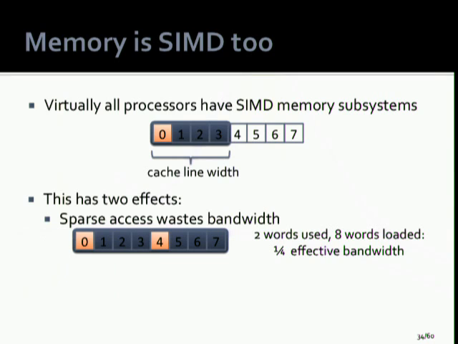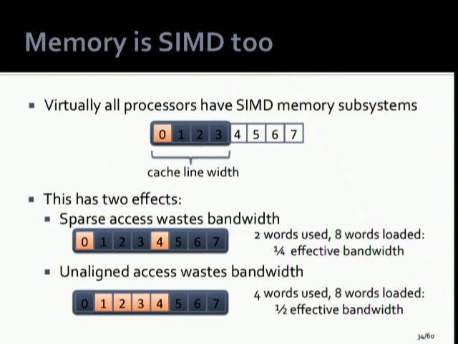If we have sparse accesses, we're going to waste bandwidth. Let's say we are only interested in loading word 0 and word 4, and we're never going to touch these other words in the rest of our program. Well, that means we end up wasting 3/4 of our bandwidth, because we have loaded in 2 cache lines, and then we've used only 1/4 of the actual data that we loaded. So we don't want sparse memory accesses, and we don't want unaligned memory accesses.